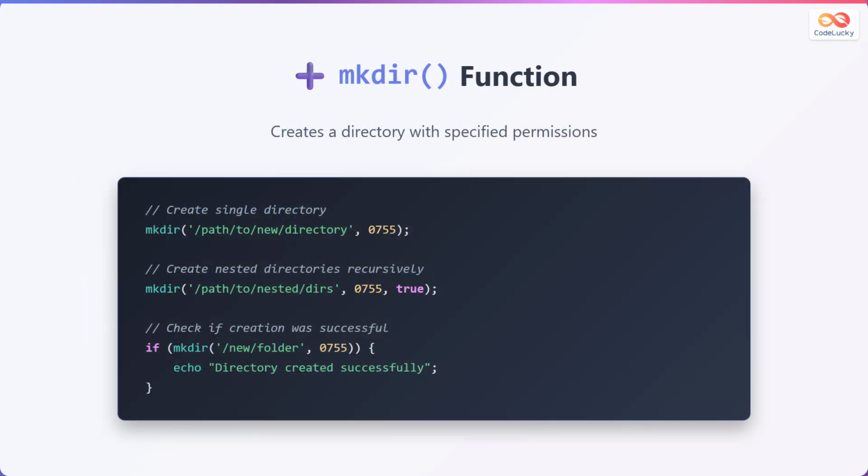The mkdir function creates a directory with specified permissions. It takes the directory path as the first argument and the permissions as the second argument. The permissions are specified using an octal number, such as 0755. To create nested directories recursively, you can set the third argument to true. The example shows how to create a single directory and nested directories recursively. Finally, it demonstrates checking if the directory creation was successful using an if statement.